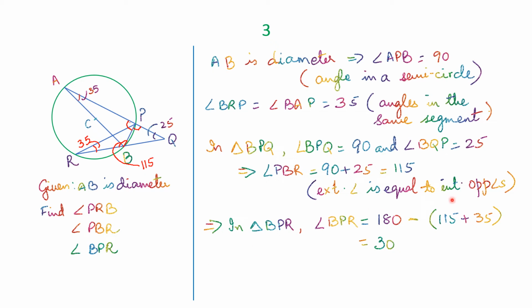Exterior angle is equal to the sum of the two interior opposite angles in a triangle. Then in triangle BPR, if this is 115 and this is 35, angle BPR will be equal to 180 minus that, which is equal to 30 degrees.